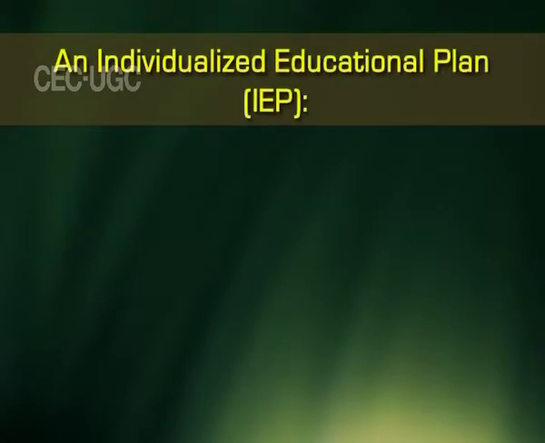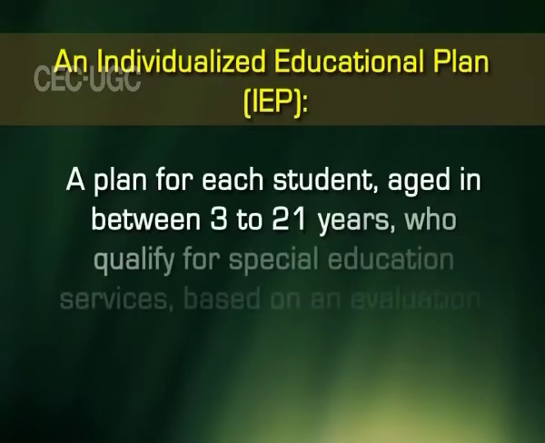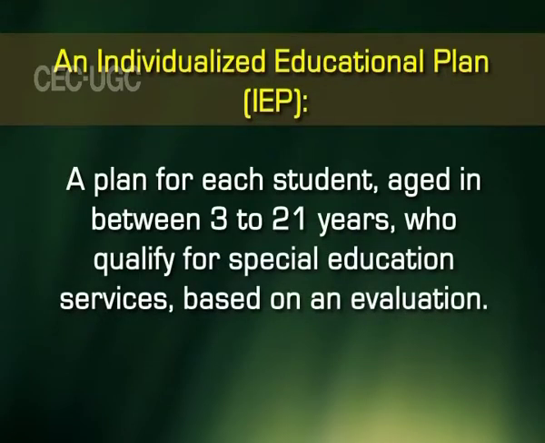An individualized education plan can be defined as a plan for each student aged between 3 to 21 years who qualify for special education services based on an evaluation. All individualized education plans are outcome-oriented, giving assurance that the student will benefit from special education and have real opportunities, full participation, independent living, and economic self-sufficiency. If a student is receiving adapted physical education services, it must be identified on the individual's education plan, and adapted physical education goals should be developed and implemented.